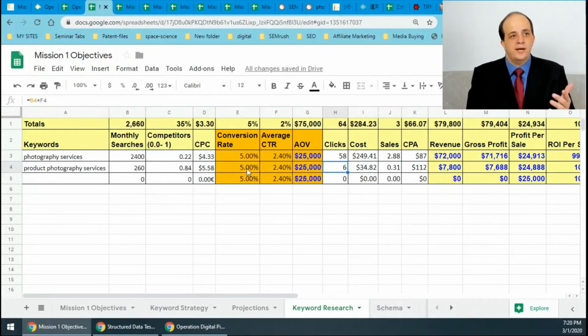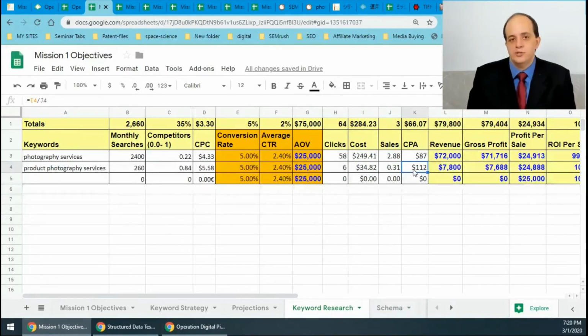We're looking at 6 clicks instead of 58 because it's a different keyword, a lot less impressions. 6 clicks at a cost of $34. The sales, we're looking at about 1 sale for every 300 clicks. So we're really not getting that many. Well, we're looking at 0.31 clicks. So the chances of you getting a sale are about 1 in 3 off of this particular keyword. And then we're looking at a cost per acquisition on average of about $112 per sale.